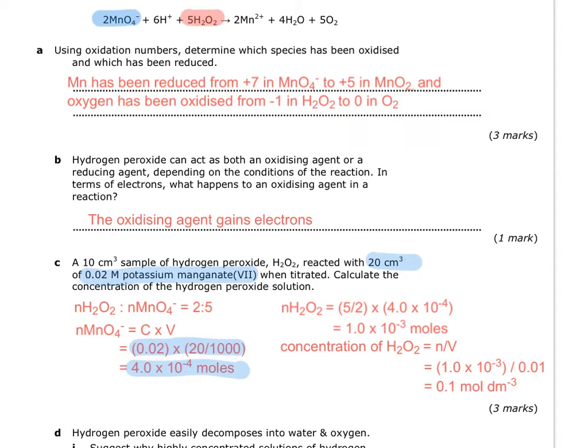With the hydrogen peroxide, because it's a 2 to 5 mole ratio, you take the number of moles of manganate that you've worked out and you multiply it by 5 over 2 to get the number of moles of hydrogen peroxide. So that gives you 1.0 times 10 to the minus 3 moles of hydrogen peroxide, which you can put into the n over V rearrangement of the concentration equation. Don't forget that the volume, 10 centimetres cubed, is going to be that one there, and that gives you the final concentration.